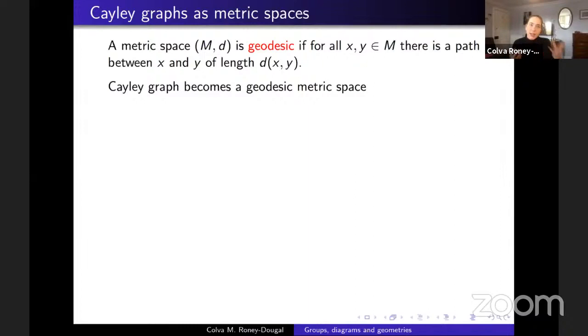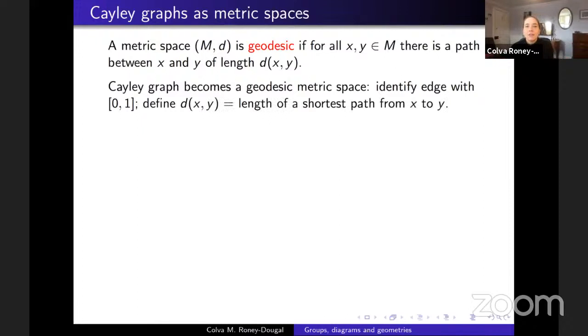So naturally, a Cayley graph is just vertices and edges. But if I identify each edge with the unit interval, so that now this is all part of one big space, the edges are there, then I can define the distance between any 2 points to be the length of a shortest path from X to Y. And now X and Y aren't necessarily vertices, they could be halfway down an edge or 3/4 of the way down the edge. So I'm taking the space together with all of its edges. I've got the vertices, each edge has length 1, we're taking all the points along the edge too.